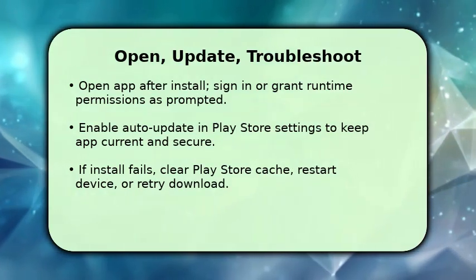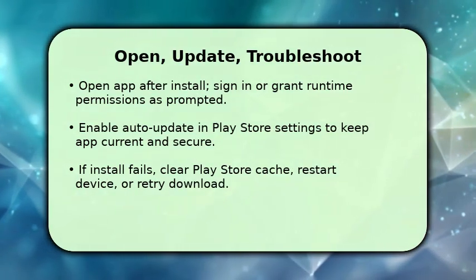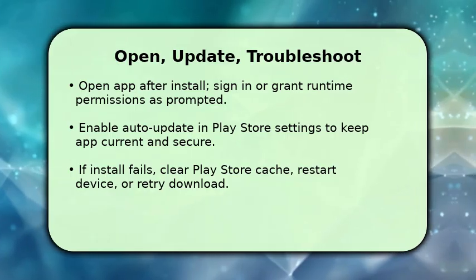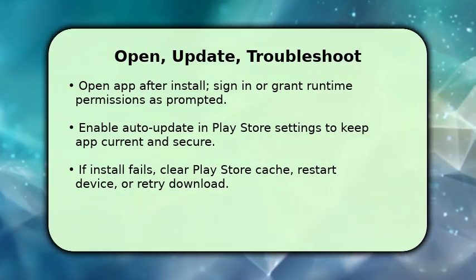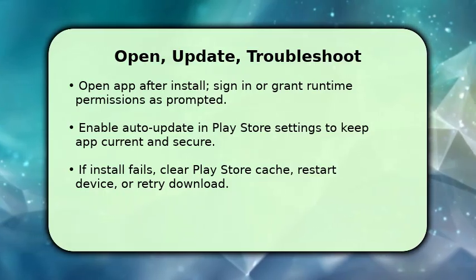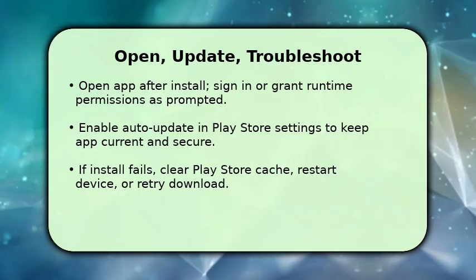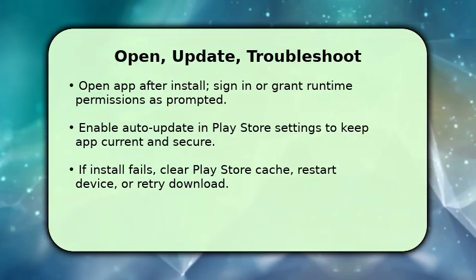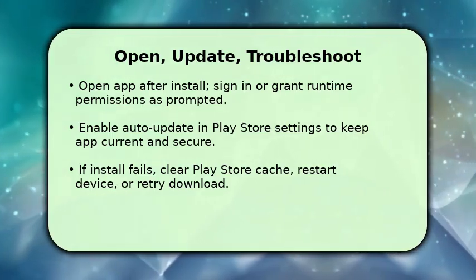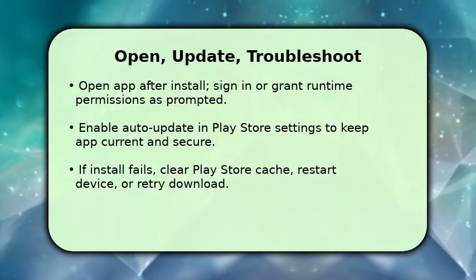Once the app is running, make sure Auto Update is enabled in Play Store settings to receive fixes and security patches automatically. This reduces future manual maintenance. If installation or updates fail, try clearing the Play Store cache, restarting your device, then retrying the download. These steps resolve most issues.